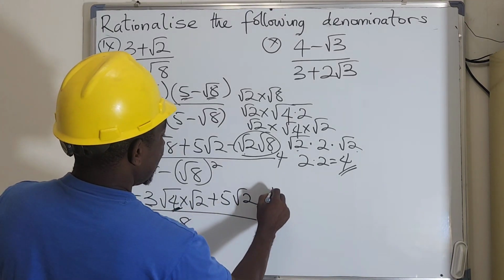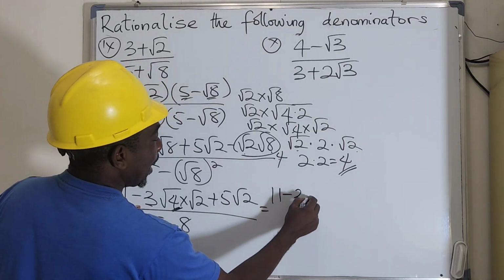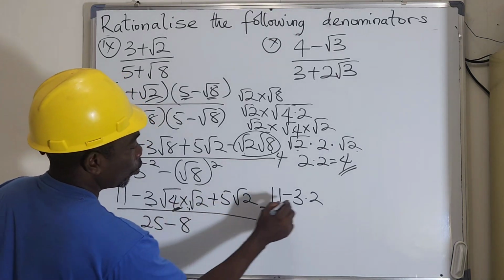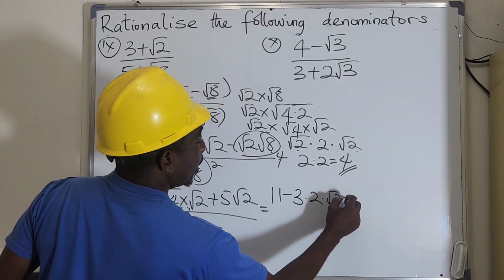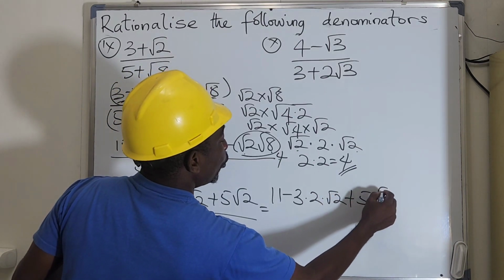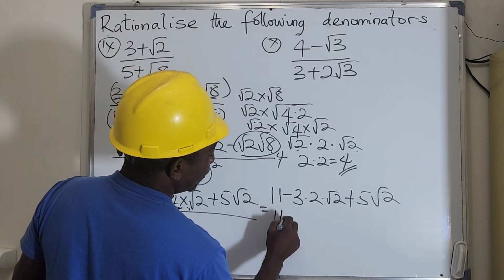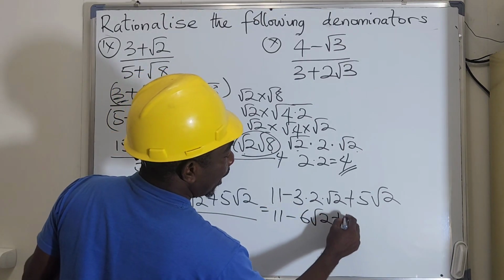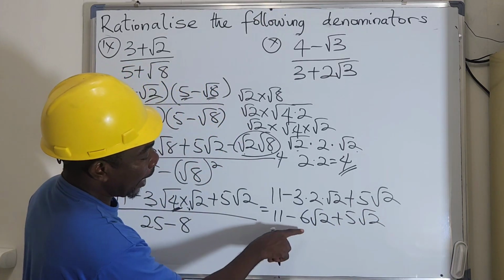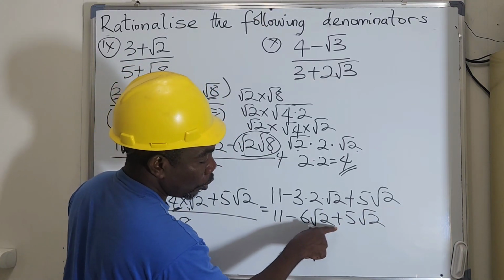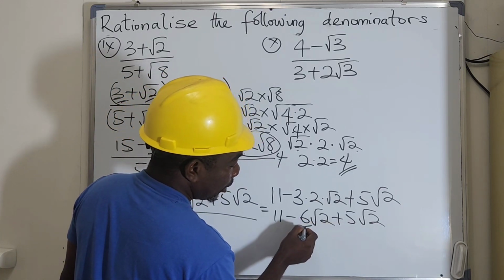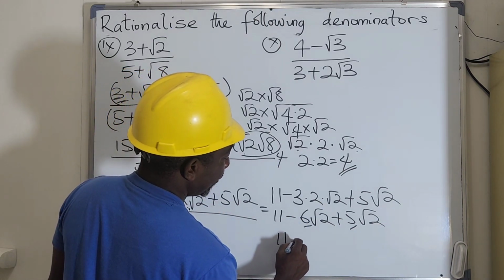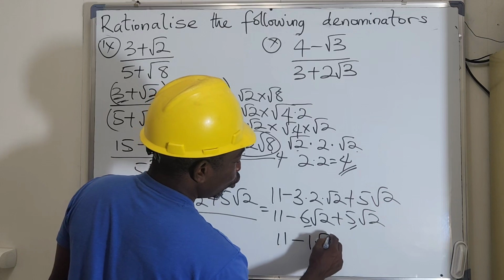So it will become 11 minus 3 times 2, which is root 4 is 2, times 2 times root 2, then plus 5 root 2. So here, this will become 11 minus 3 times 2 is 6, 6 root 2 plus 5 root 2. In this case, we can add minus 6 root 2 plus 5 root 2. Minus 6 plus 5 will give us minus 1, so it becomes 11 minus 1 root 2.